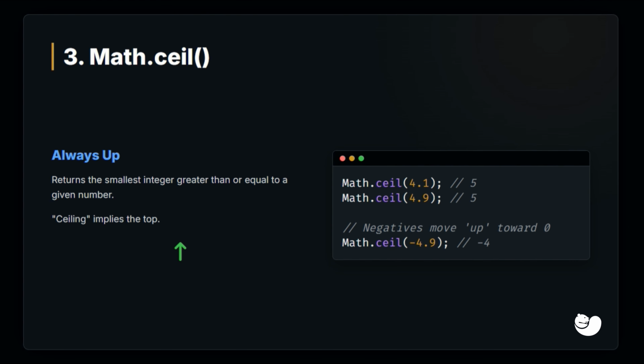This logic is crucial for calculations like pagination. If you have 41 items and display 10 per page, you need 5 pages, not 4. Division alone would give you 4.1, and rounding down would leave one item hidden. Just like with floor, pay attention to negatives. Since up on the number line is towards positive infinity, negative 4.9 moves up to negative 4. Use this whenever you need to ensure a container is large enough to hold a fractional quantity.